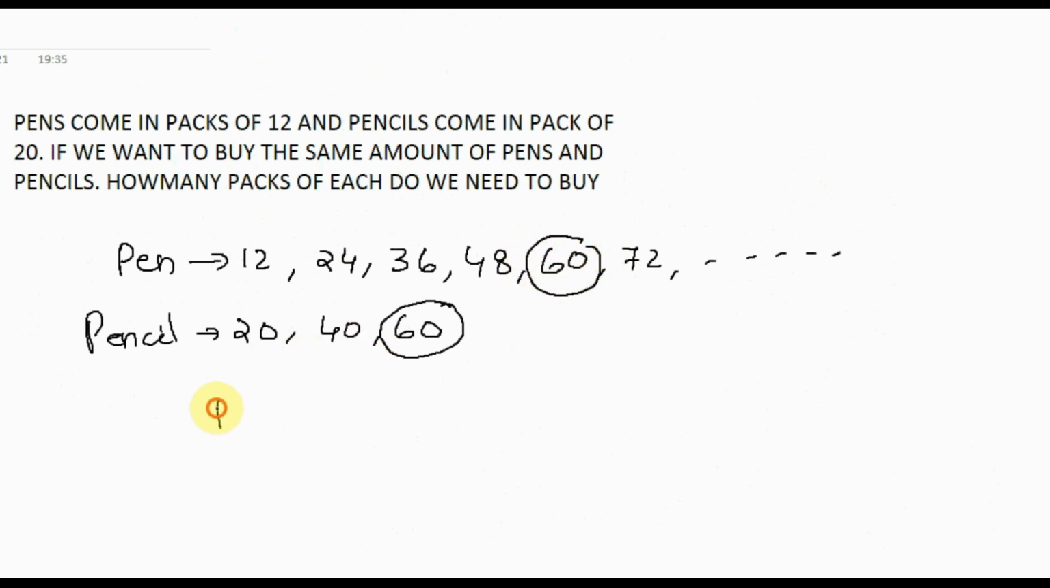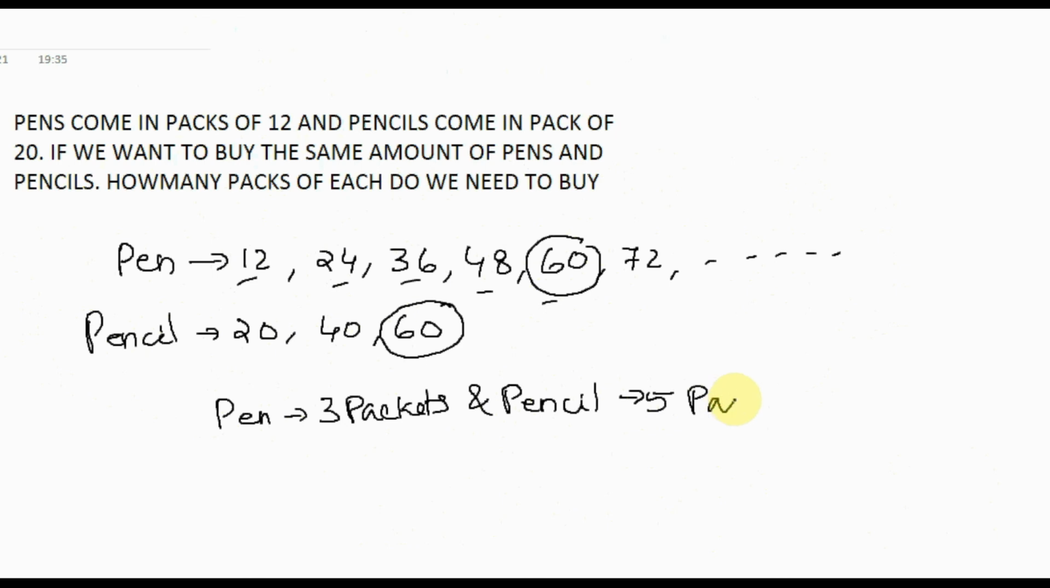So for pens, how many packets do we need? 1, 2, 3, 3 packets. And pencils, how many packets? 1, 2, 3, 4, 5 packets. That is 5 packets of pencils. This is the method of finding the answer easily.